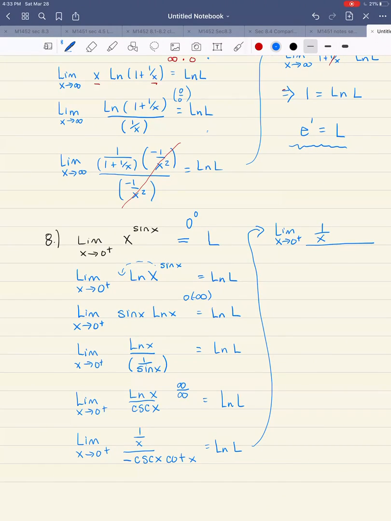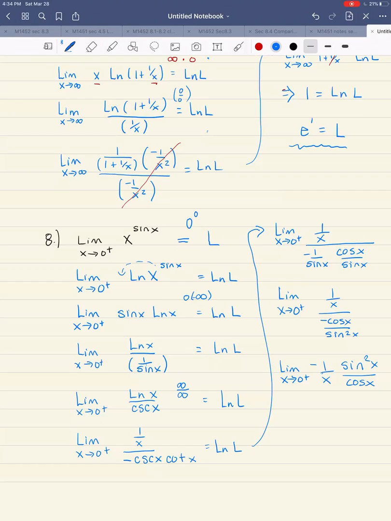I'm going to have the 1 over x up here. Cosecant is 1 over the sine. Cotangent is the cosine over the sine. So I have this. Remember that that's all still equal to the natural log of L. I just don't have room to write that anymore. I have 1 over x over a negative cosine of x over the sine squared of x. So we're going to have to flip and multiply. So I'm going to have a 1 over x sine squared of x over a negative cosine of x.